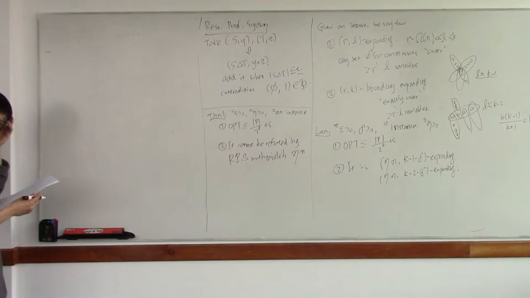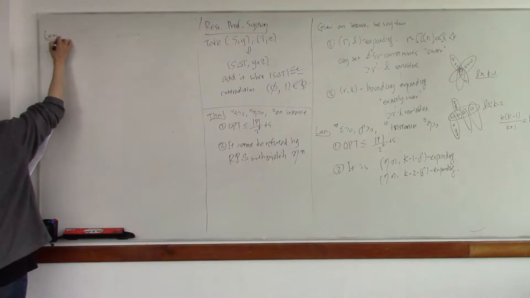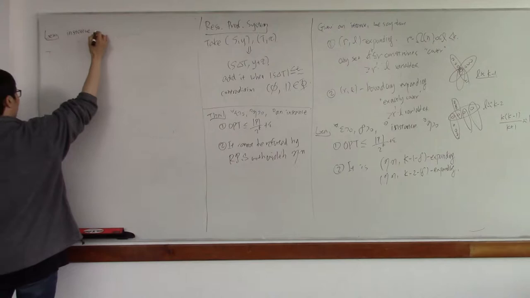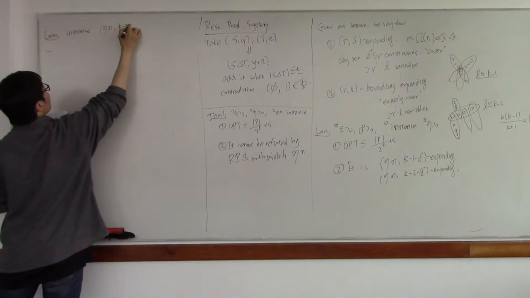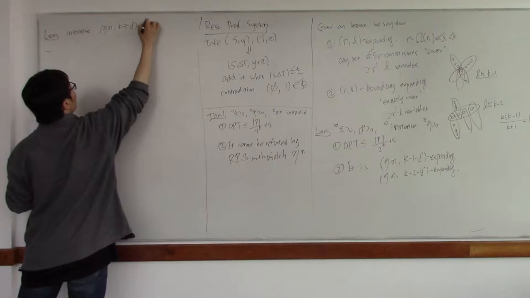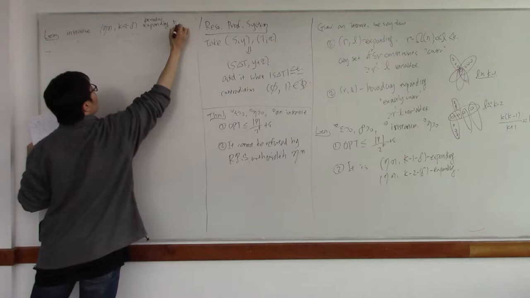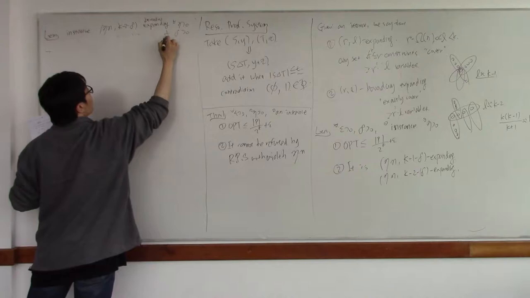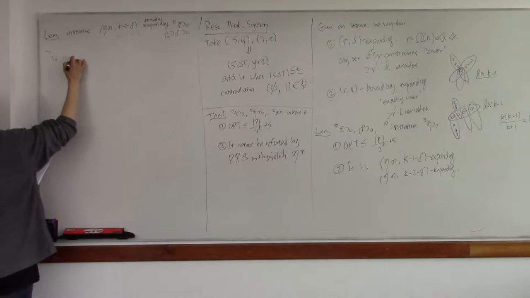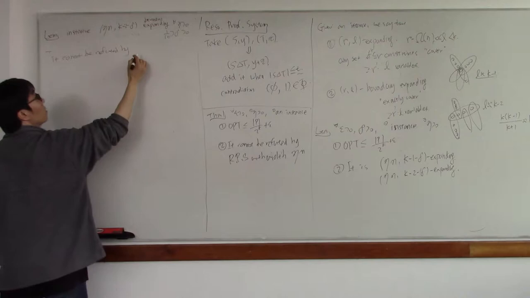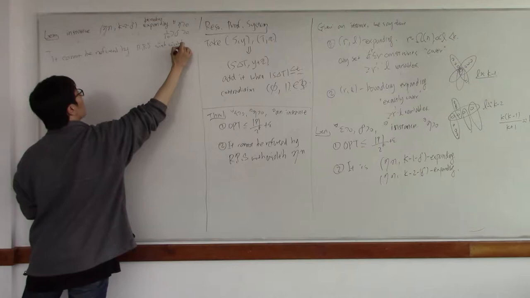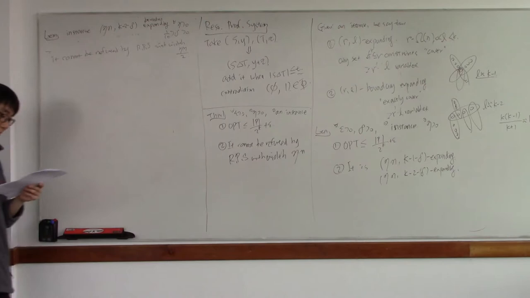Another lemma says that if the instance is eta n, k minus 2 minus delta boundary expanding, for some eta greater than 0 and delta greater than 0, perhaps less than 1 over 10, then it cannot be refuted by the resolution proof system with width eta n over 2. So that's the lemma. Let me prove this.